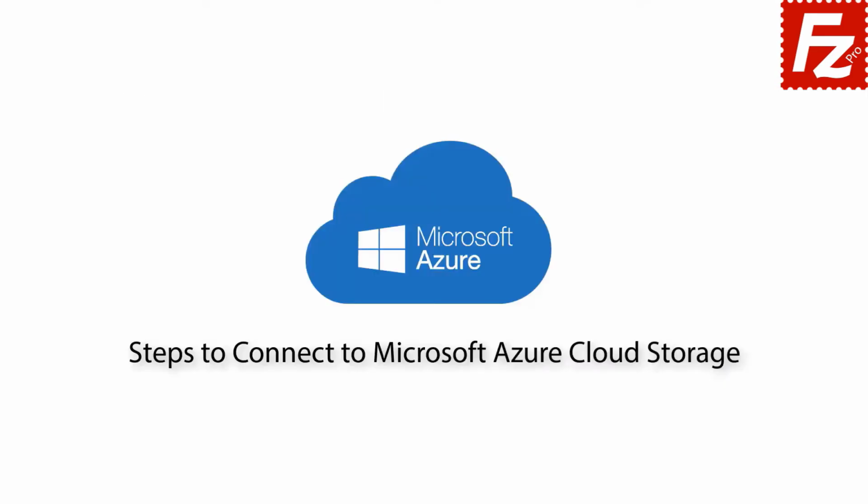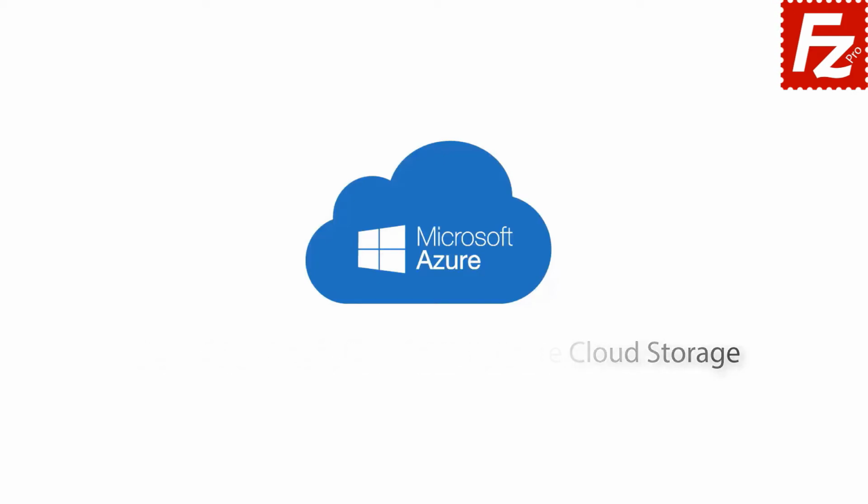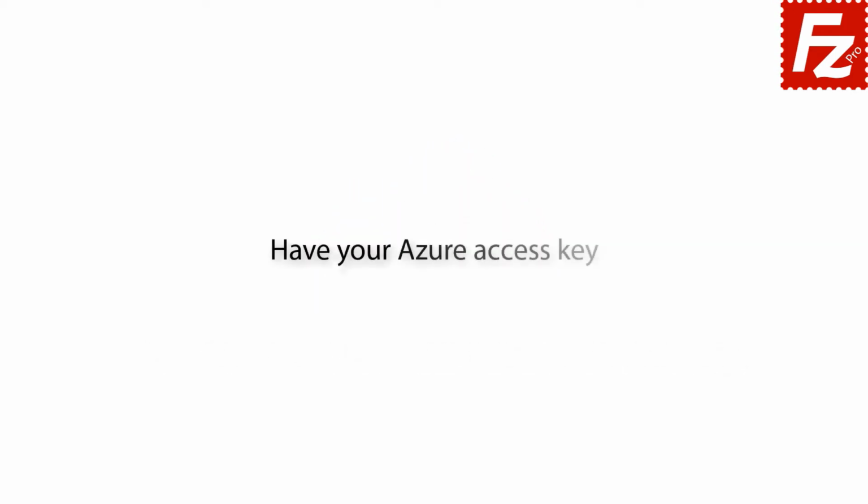In this tutorial, you will learn how to configure FileZilla Pro to connect to Microsoft Azure Cloud Storage services. FileZilla Pro has support for both file and blob Azure storage types. Before starting, please make sure you have an access key. You will need it in order to continue. You can get it from the Microsoft Azure Dashboard Portal website. Just click on the link to the dashboard website you find in the video description.